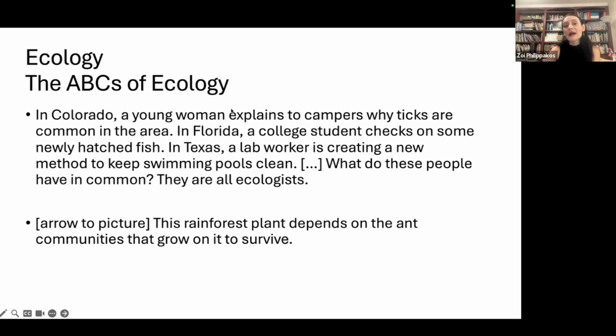In Colorado, a young woman explains to campers why ticks are common in the area. So it's not that I just deciphered the word.